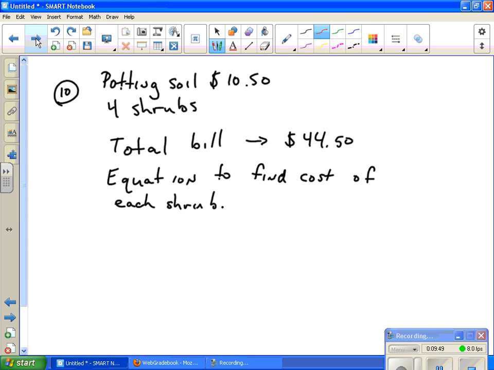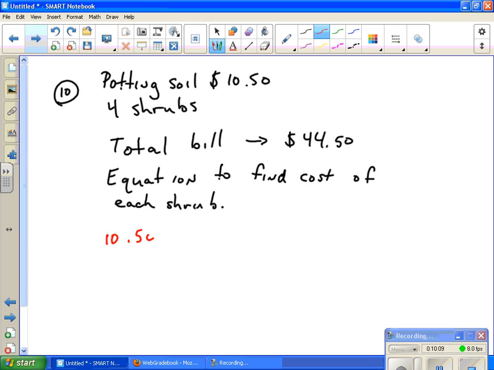Number 10 says, just reading it, a customer went to the garden shop and bought some potting soil for $10.50, and he bought 4 shrubs. The total bill was $44.50. Write and solve an equation to find the price of each shrub.